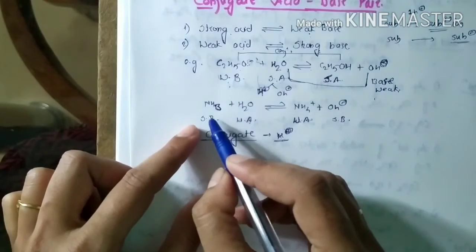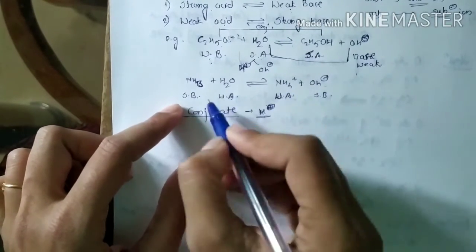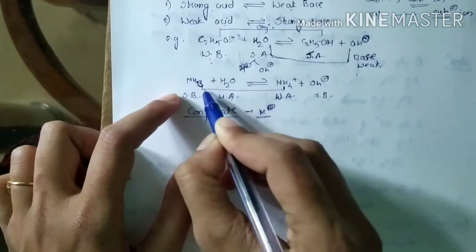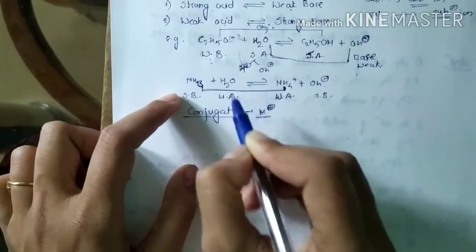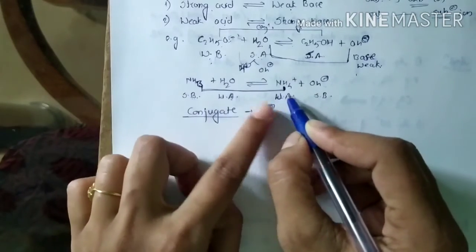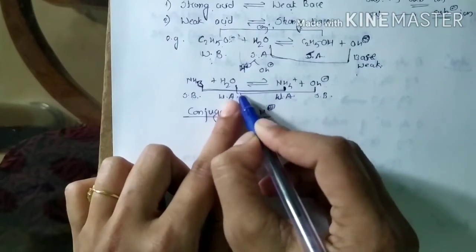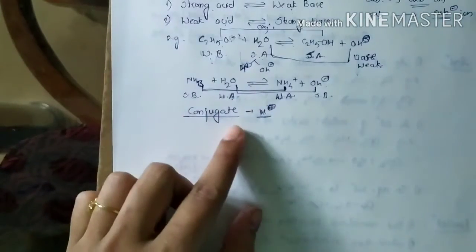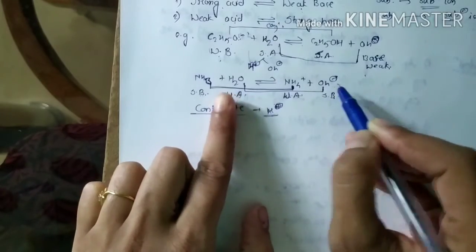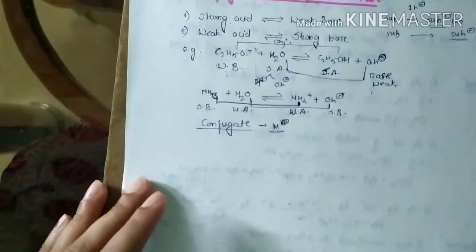Next one, ammonia. Ammonia dissolved in water forms NH4 plus and OH minus ions. Here NH3 and NH4 plus are conjugates of each other because they differ by only one proton, and that's why the strong base forms the conjugate of a weak acid. And here water and OH minus ion are conjugates of each other. The water acts as a weak acid and OH minus acts as a strong base. So this is how we can understand the concept of acids and bases.